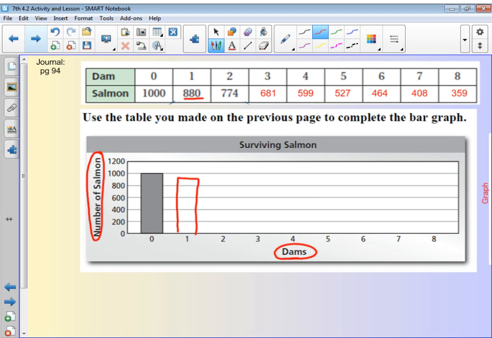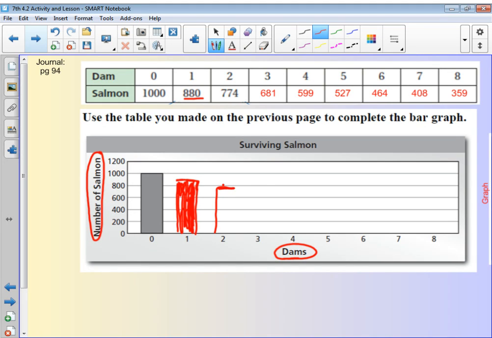Okay, so 880 is close to 900. So I'm going to go a little bit under halfway, because 900 would be about halfway up this set of bars here. Okay, so 880 is going to be a little underneath that. We're not going to get it exact. Okay, so there we have our 880. Okay, so now we'll go ahead and go over to dam number 2. We had 774. So that's a little under 800. So this is our 800 line, so we'll go a little under that.